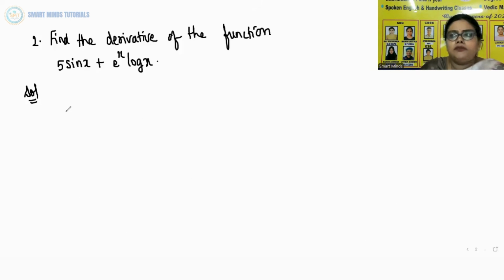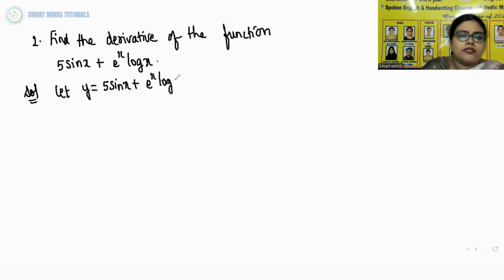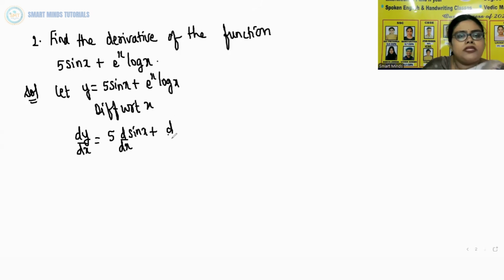Take the next question. Find the derivative of the function 5 sin x + e^x log x. Let us take y = 5 sin x + e^x log x. Now differentiating with respect to x, dy/dx is equal to 5, a constant, we write outside, then d/dx of sin x plus d/dx of e^x log x.